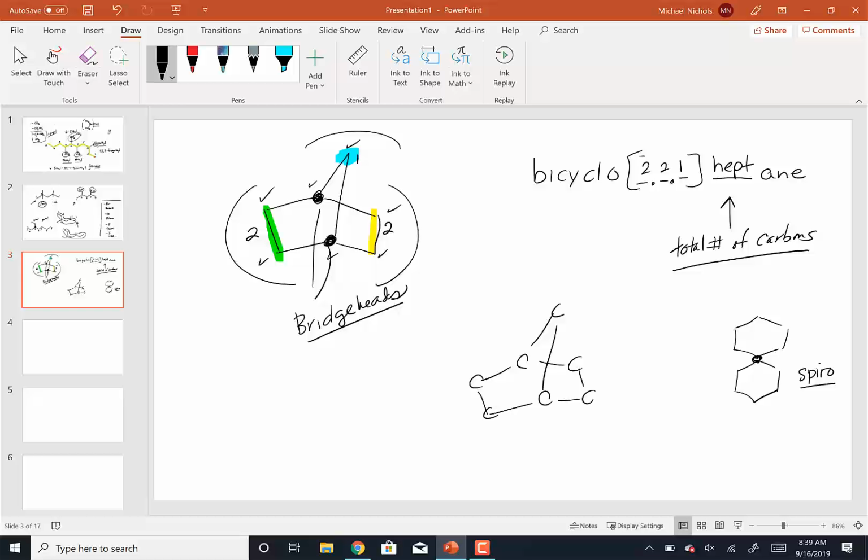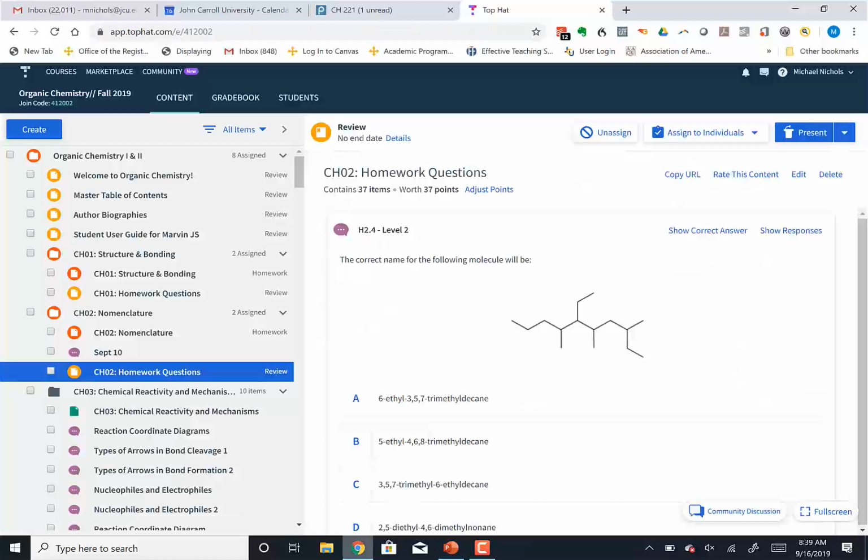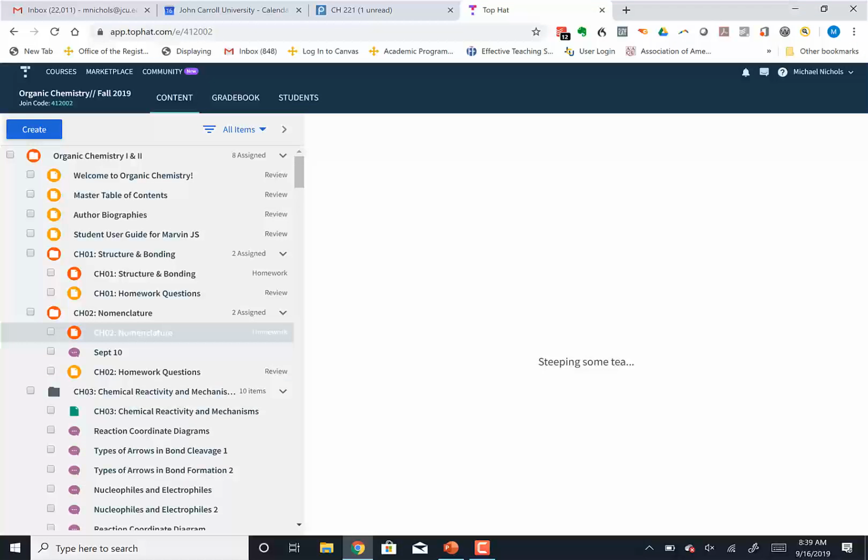And the double check here is that the sum of the numbers in the brackets is always 2 less than the total number of carbons, because you don't count the bridgeheads when you're inside the brackets. So this would be a bicyclo 2.2.1 heptane. So there is no longest chain. It has a completely different numbering system. So then I was confused on that. I think it was number 20, like how to number the branches.